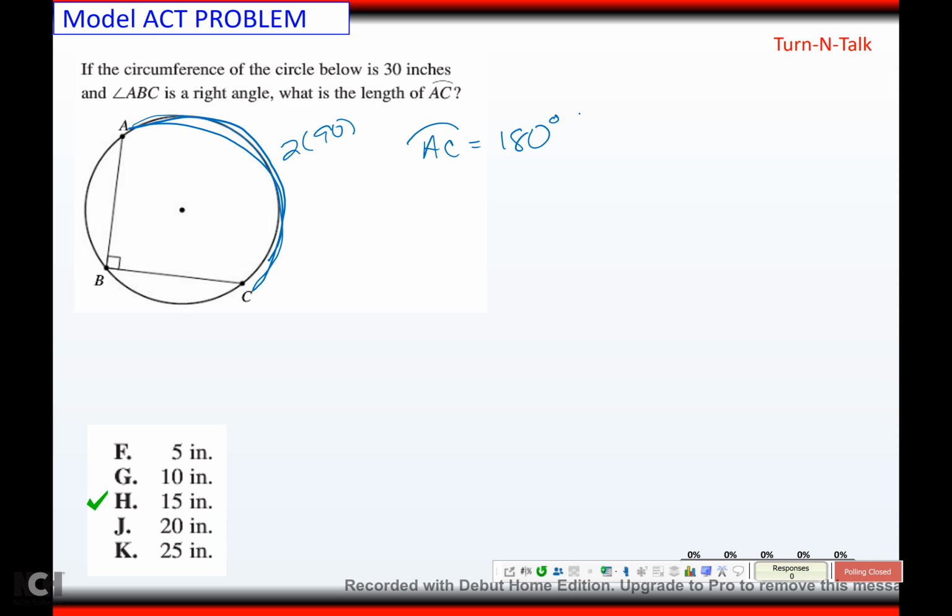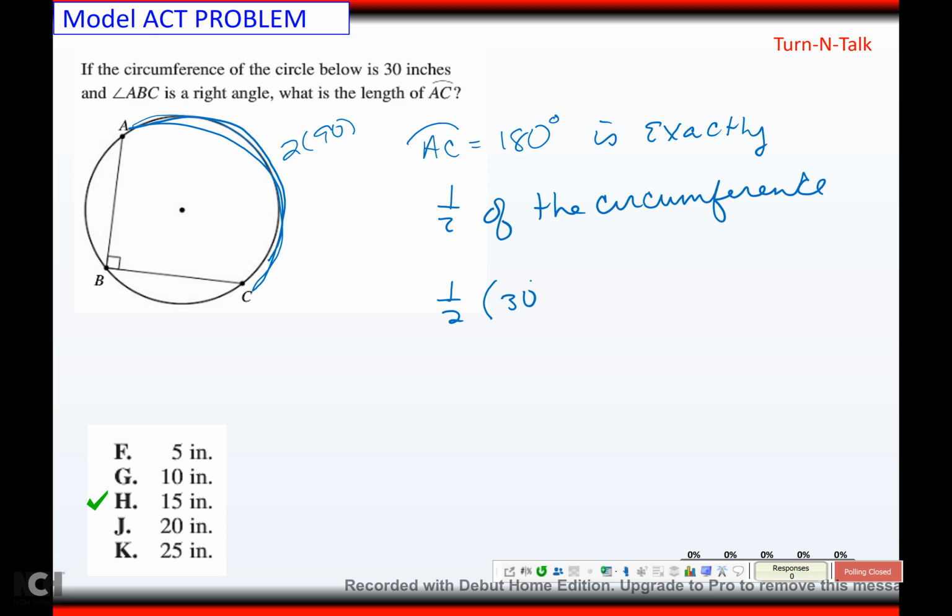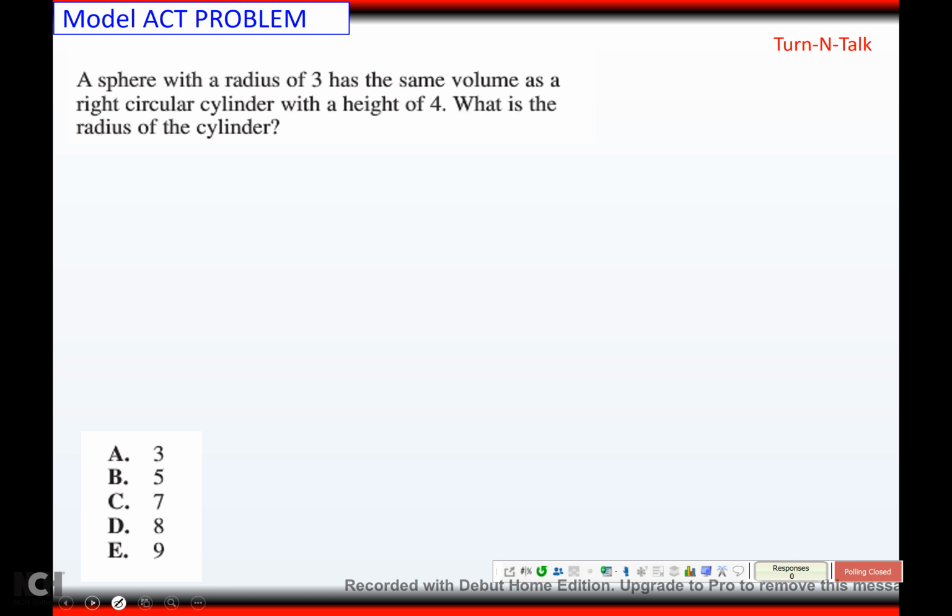Well, 180 degrees is exactly half of the circumference. So what I want is half of 30, which is 15 inches. Okay, cool beans. Try this one, hit pause, come back when you're ready.